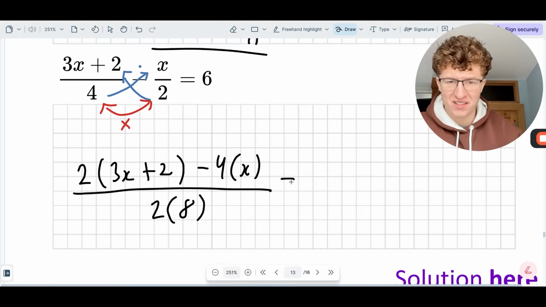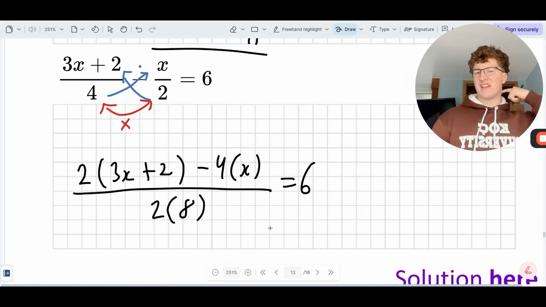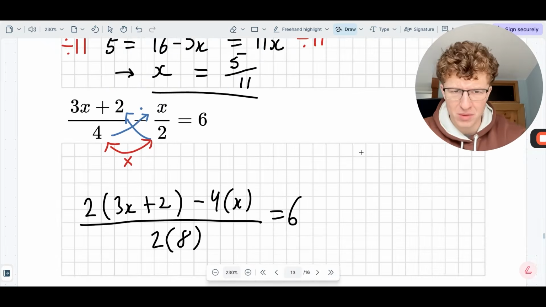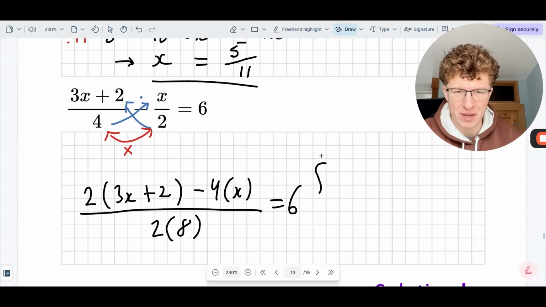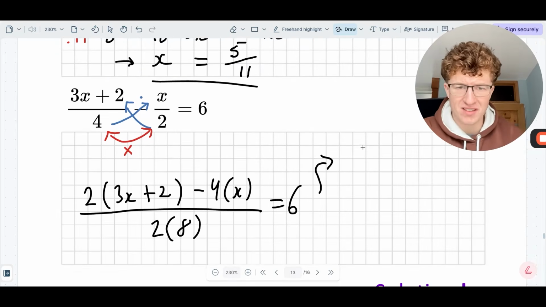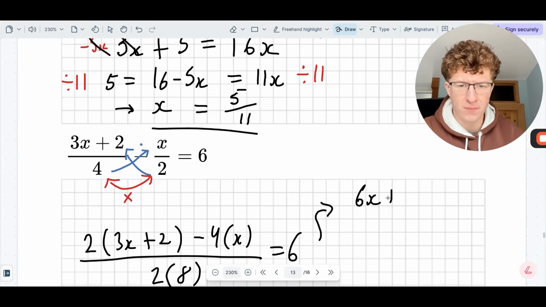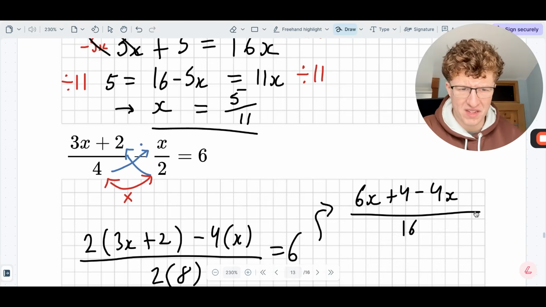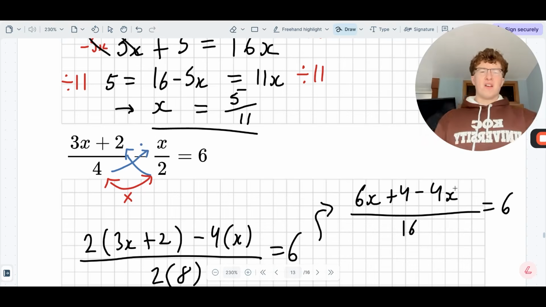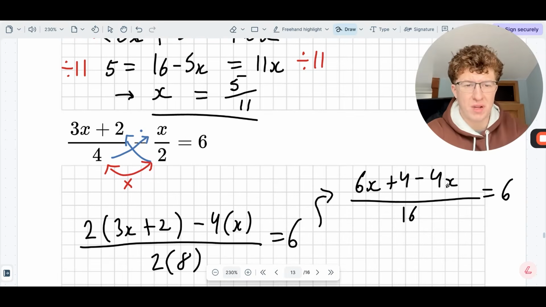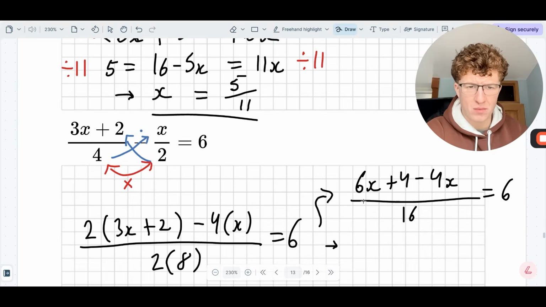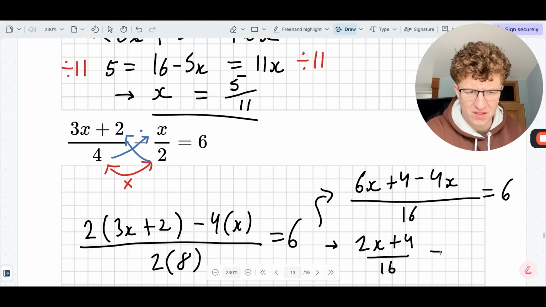And that's equal to 6. So simplifying this, we're going to be running out of room soon. I'm going to write it up here a bit smaller. So we have 2 times 3x is going to be 6x. 2 times 2 is going to be 4. And then we're going to have minus 4x, all divided by 16. And that's equal to 6. We can simplify the top a bit again because we have the 6x and the minus 4x. So we're going to end up with 6x minus 4x is going to be 2x plus 4 over 16 is equal to 6.